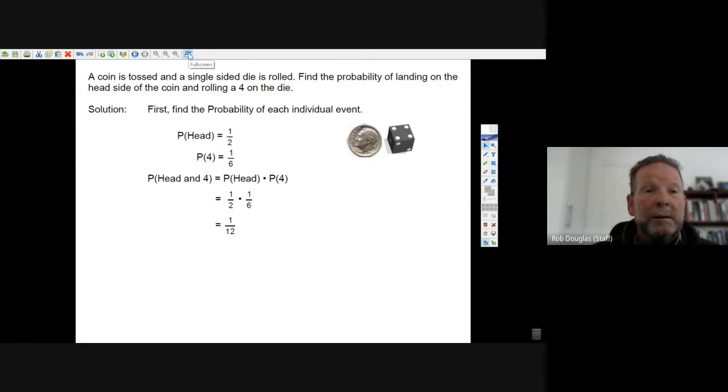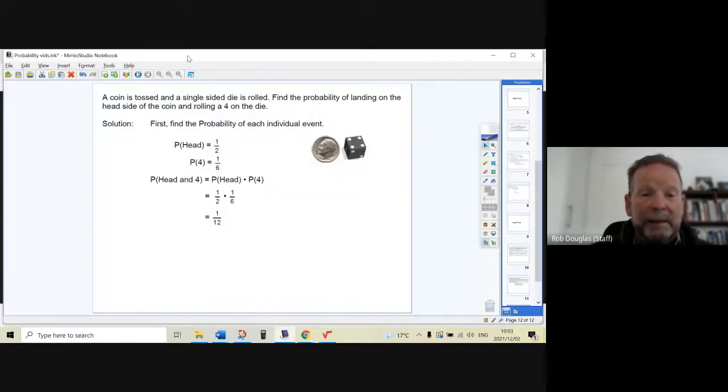Okay, so I hope that explains a little bit about multiplying probabilities.